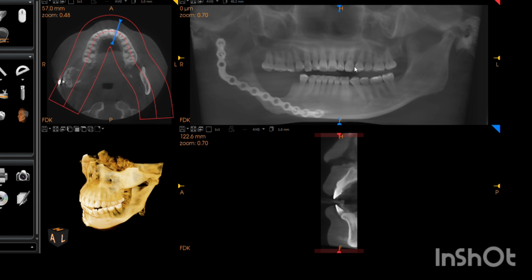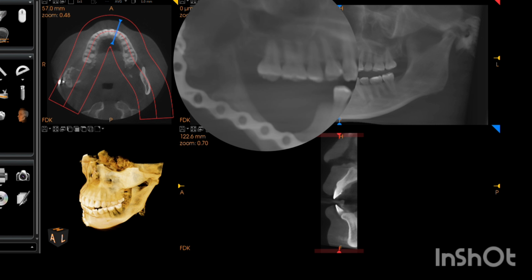So today's scan is the post-operative scan of the case which we saw previously in the last video, if you people have seen, which was an extensive radiolucent lesion in the lower right back region. So this patient has undergone surgery, that is partial mandibulectomy, or you can say marginal mandibulectomy, along with this reconstruction plate.